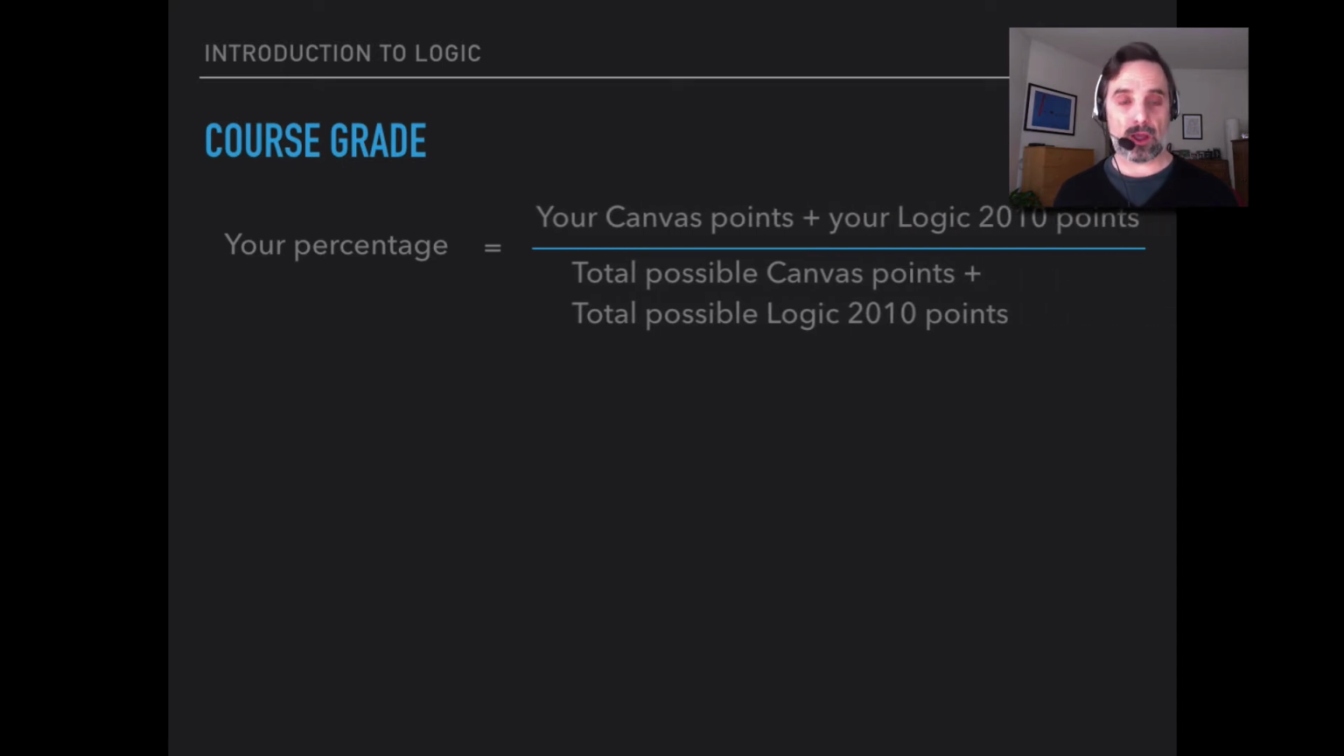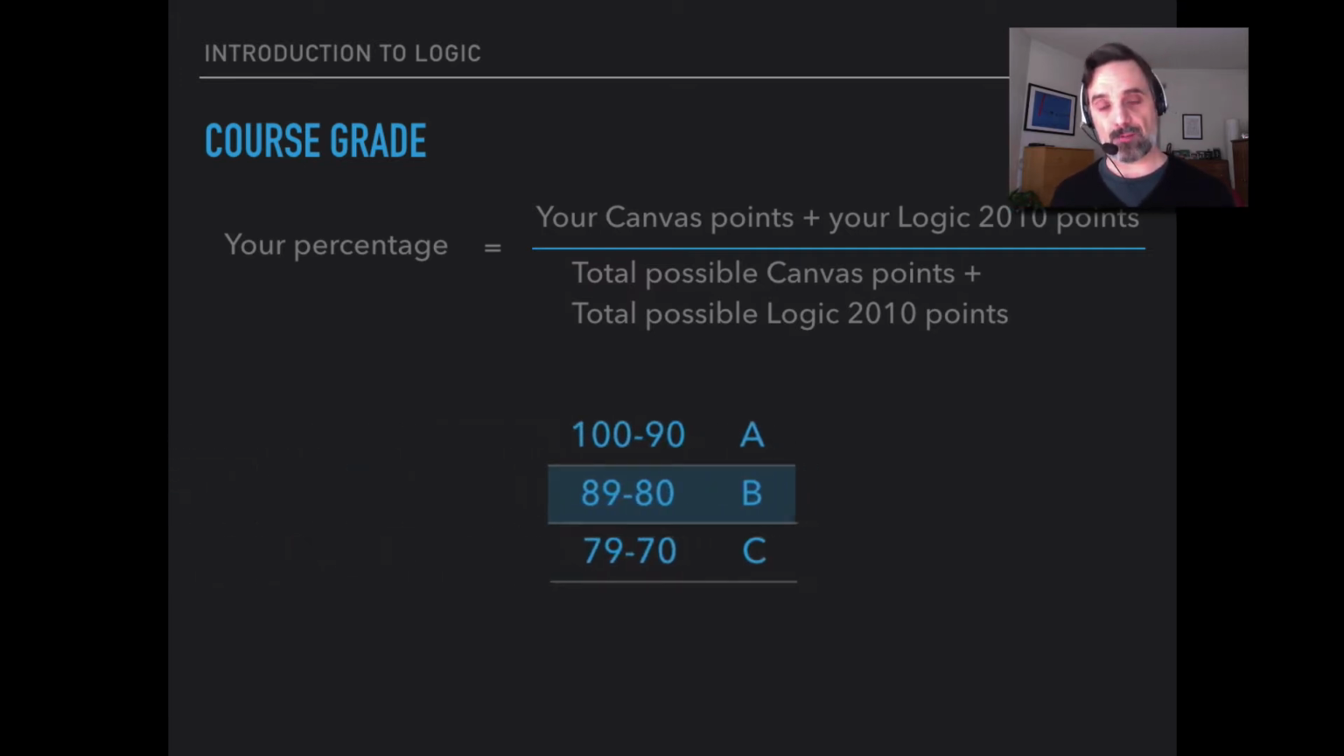Your course grade, okay, so how is that calculated? I figure out what your percentage is. Well, I figure out how many points you earned on Canvas, and how many points you earned in Logic 2010, and I add that up, and that's your points. Then there are the total possible points, which is adding up how many Canvas points could be earned and how many Logic points could be earned. Then I divide your total points by the total possible points, and that's your percentage.